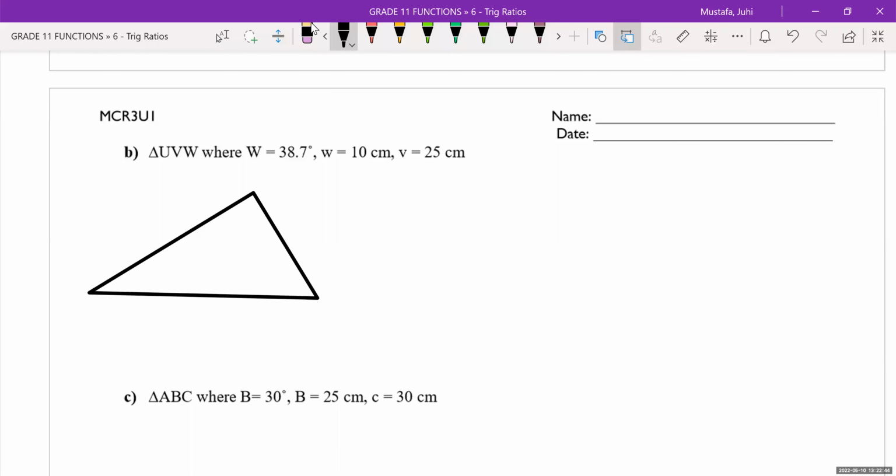There we go. Okay, so this is W, which is going to be 38.7 degrees. This is little w, which is going to be 10 centimeters. This is angle V. This is little v, which is going to be 25 centimeters. And then we have angle U over here, and then little u over here. Okay, so let's do our check. This is a side-side-angle triangle, and it is ambiguous.